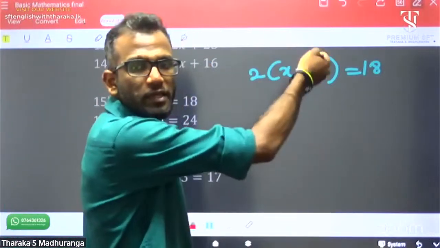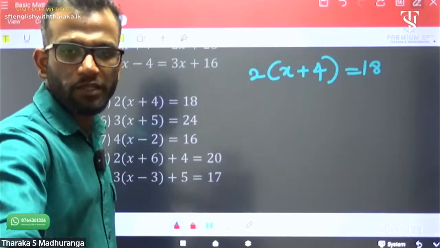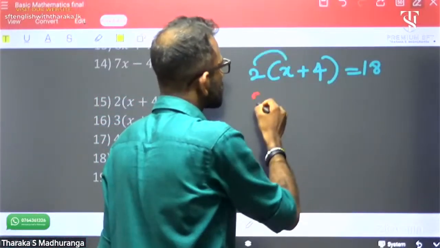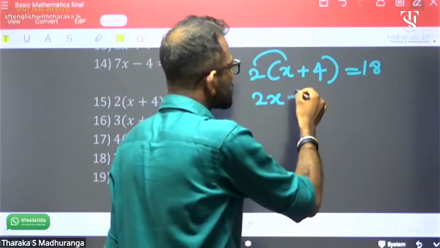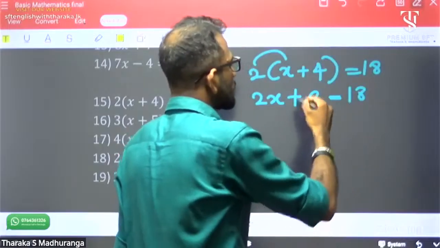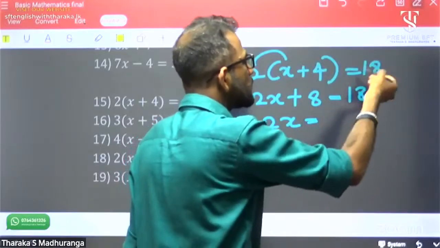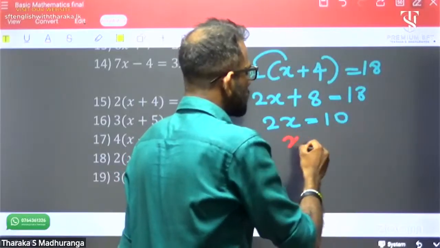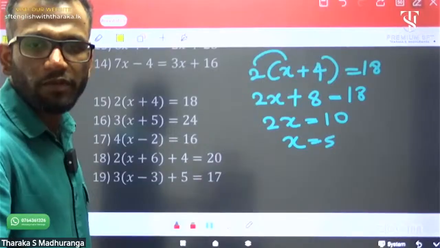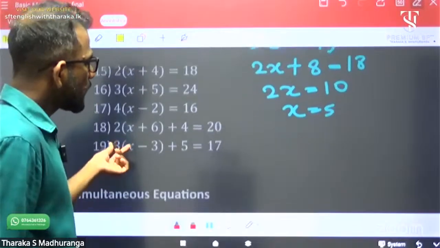First, you have to multiply out the brackets. Brackets are the first step. I think you already know this from O-level time. 2x plus 8 equals 18. Move this 8 to the other side. Then 2x equals 18 minus 8, which is 10. x equals 5. Very good. If you have any doubt, please ask me.